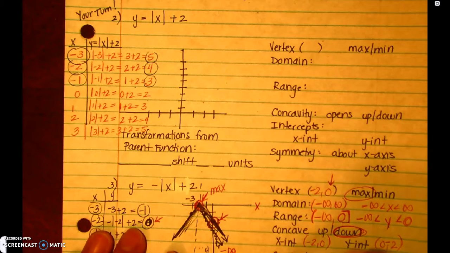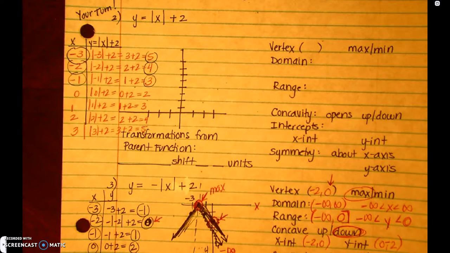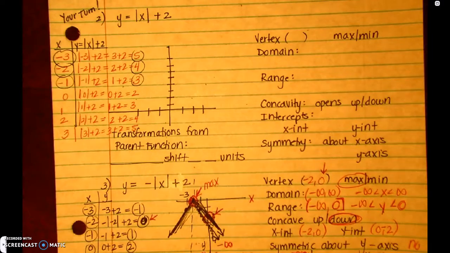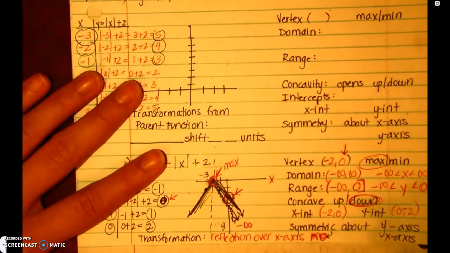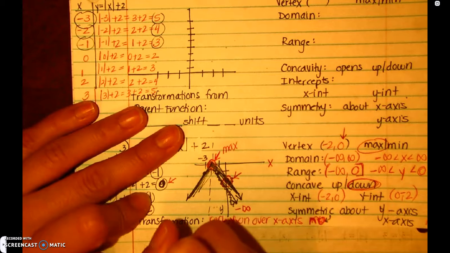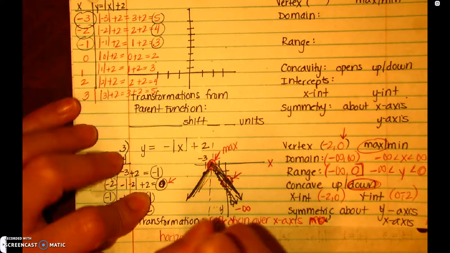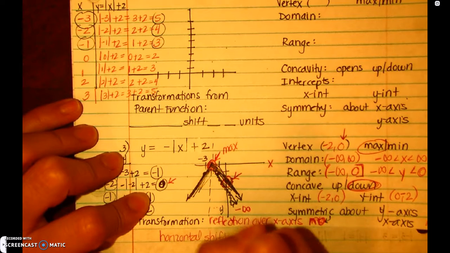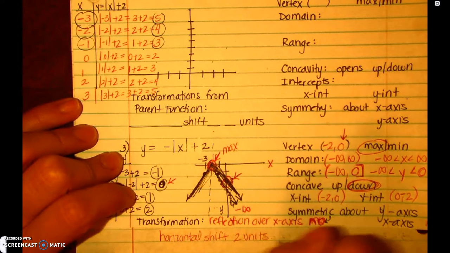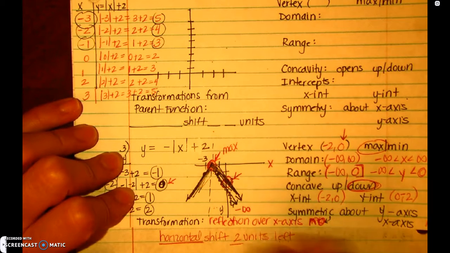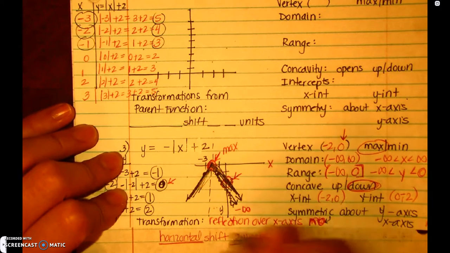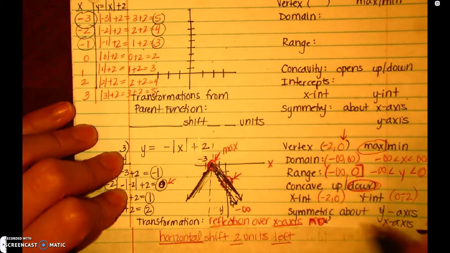So we're going to write that reflection over the x-axis, and I kind of ran out of space. Hopefully you didn't run out of space. If you did, just, I don't know, find a solution. Okay, so reflection over the x-axis and horizontal shift 2 units to the left. So it's horizontal 2 and then left. It's a reflection over the x-axis.